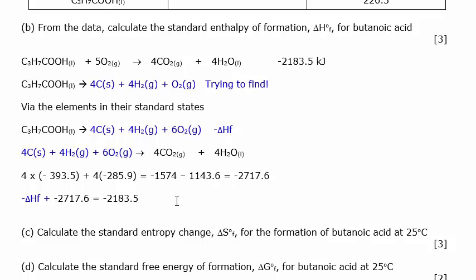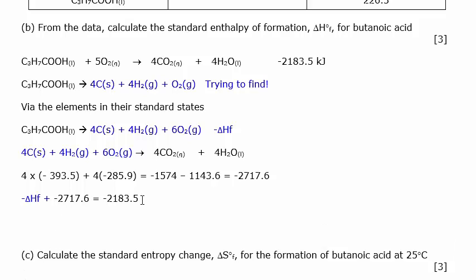So now to rearrange this equation, you can see that to get delta HF on the other side, we need to take 2183 to the left hand side, which will make it positive, so we'll get 2183.5 minus 2717.6, and that equals delta HF. I'm pressing the buttons. Negative 534.1.